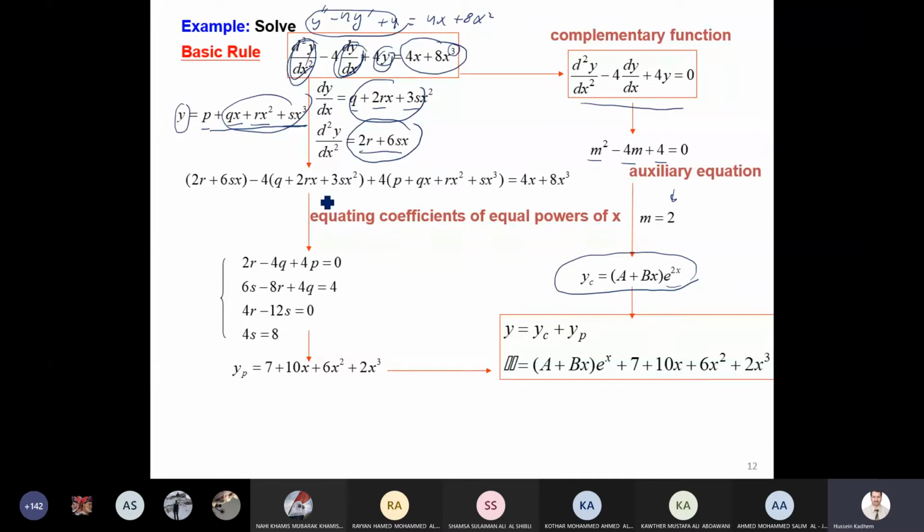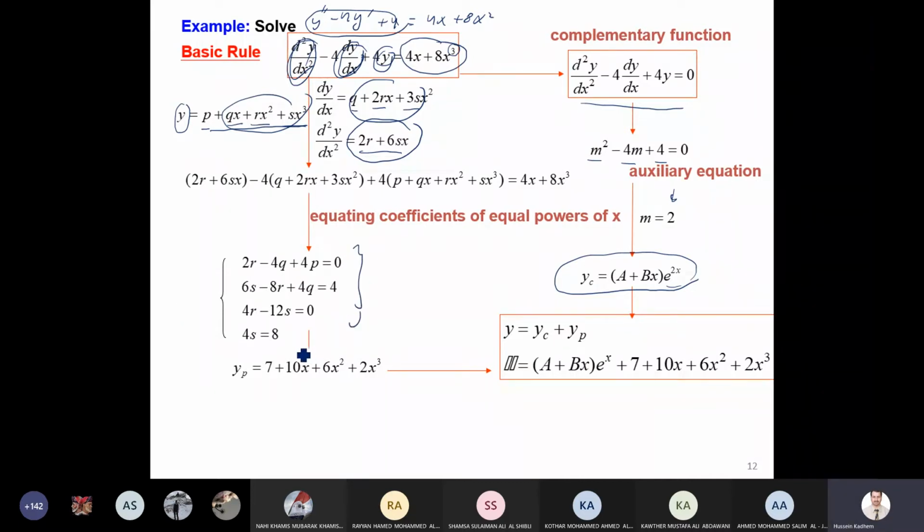I substituted, and then I start to open the brackets, simplify, and equate x to the power 3 parameters on either side of the equation, x square parameters on either side of the equation, x parameters, constants, and so on. What I got is a set of equations.